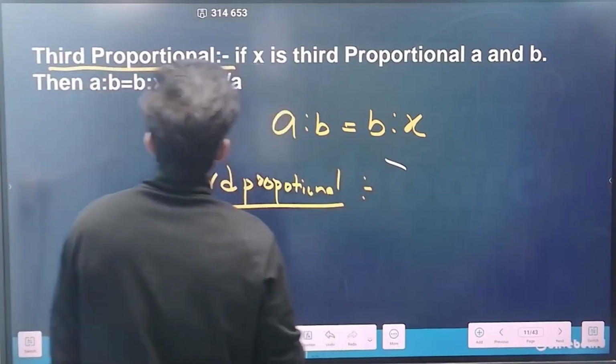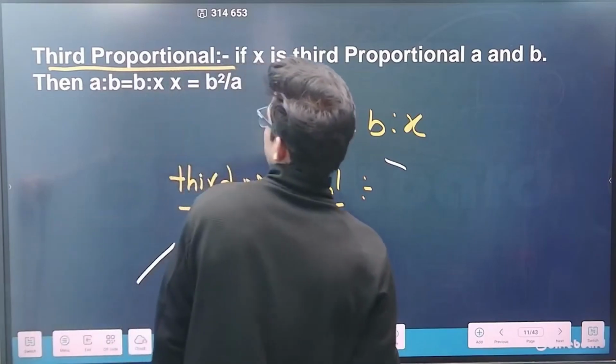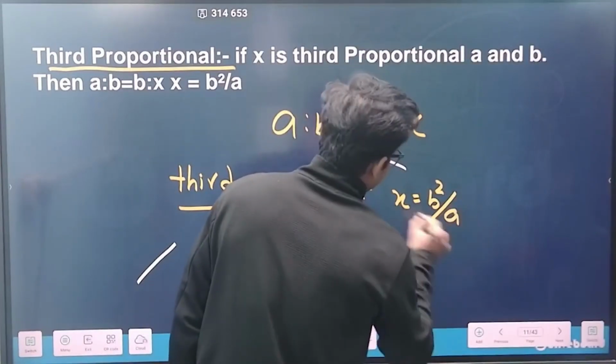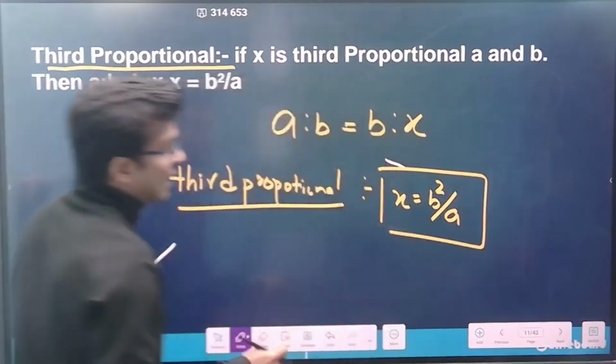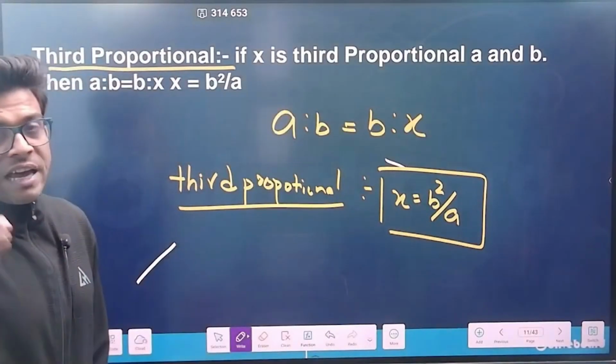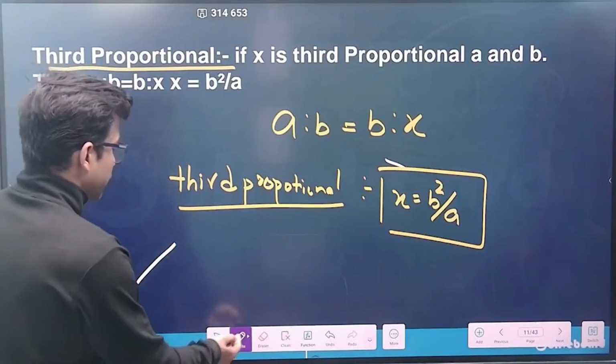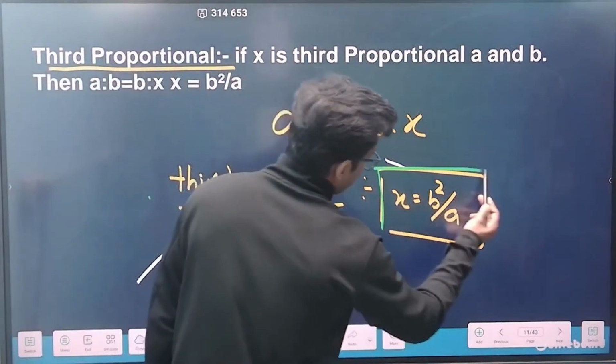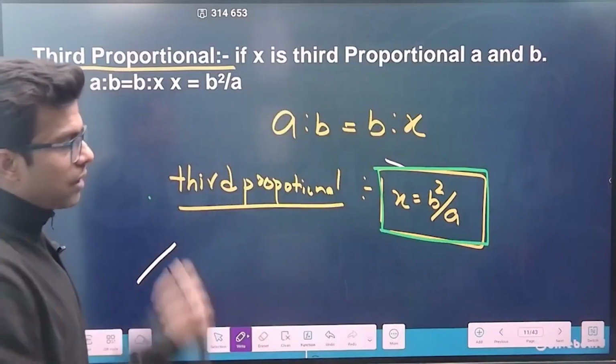Then it would be b square. It would be x equals b square by a. This is my third proportional. So they can directly ask you a question: what is the third proportional in this case? So the third proportional would be x equals b square upon a.